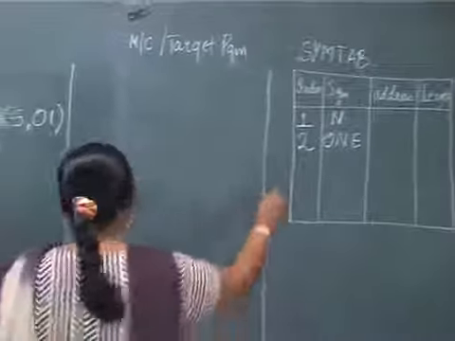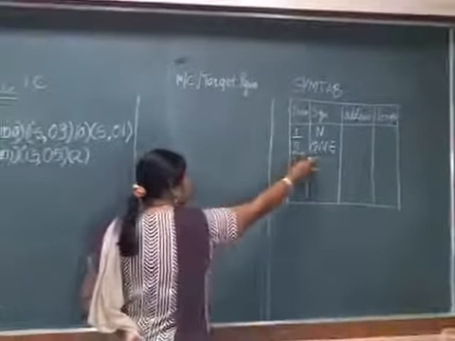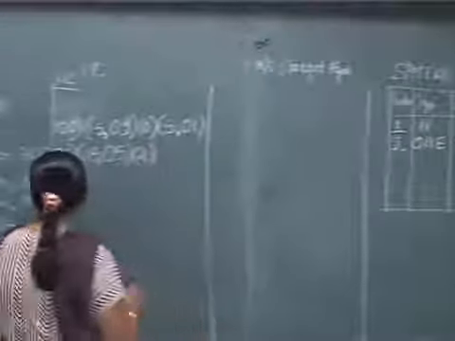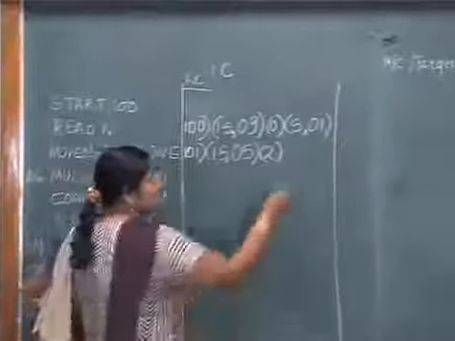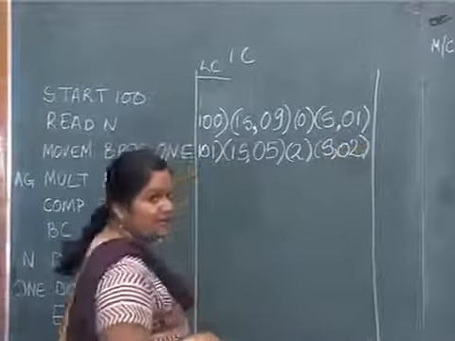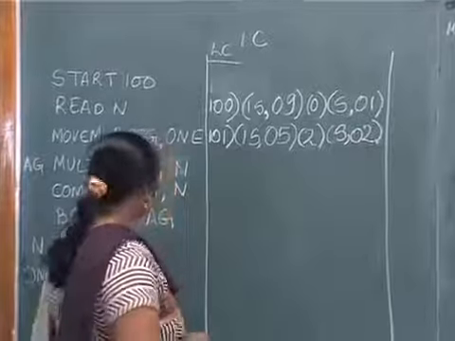Now we will use this information that it is at position 2 in the intermediate code. So by coming back to this N, since it is a symbol and it is at location 2 in the symbol table, I will write here S,02.